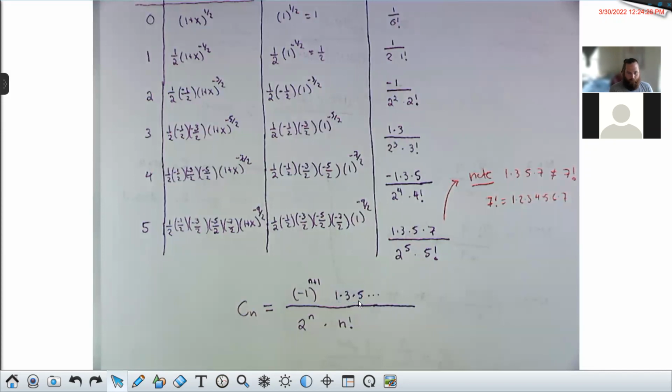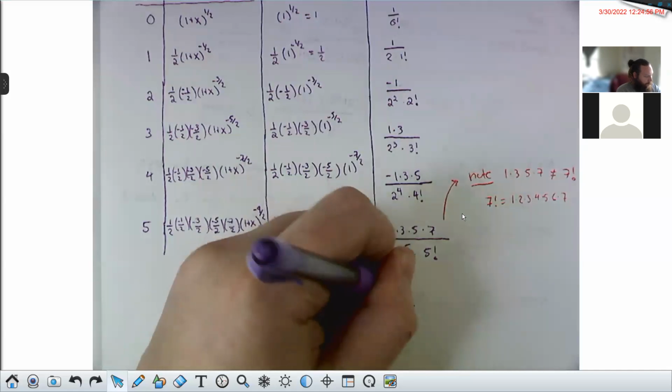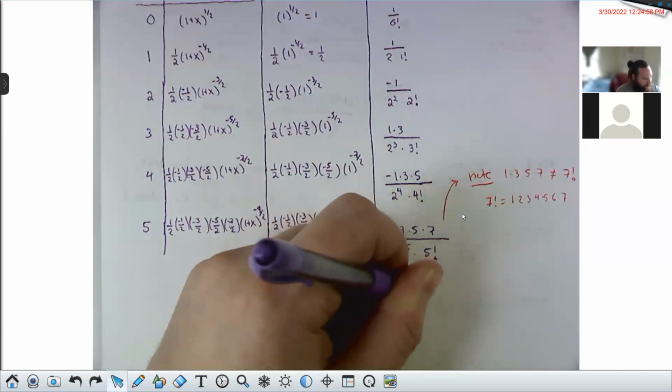So it's like 1 times 3 times 5. When n is 5, this ends at 7. When n is 4, this ends at 5. When n is 3, the product ends at 3. Definitely these are odd numbers. We could try 2n minus 1, but 2 times 5 minus 1 is 9. This doesn't end at 9. It ends at the odd number before 9. So that's 2 times 5 minus 3. So this product will end at 2n minus 3.